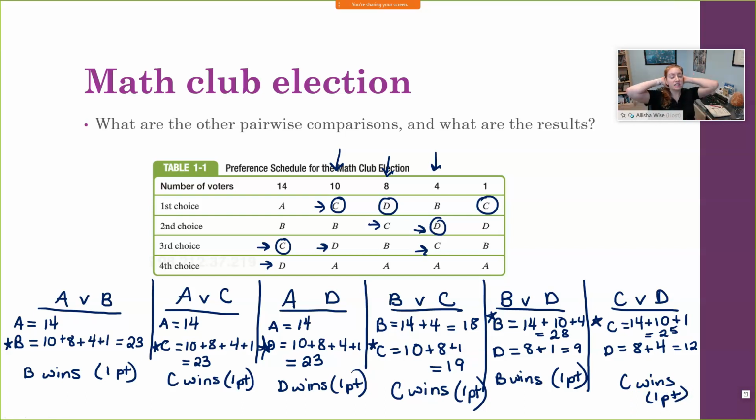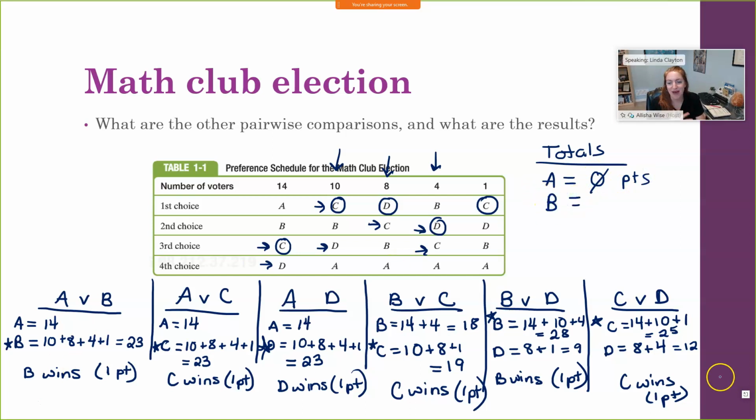Perfect. So we did all of the battles. Now what we want to do is we want to take the results from those battles and go ahead and add up the totals. So we add up all the points that each person won? Exactly. So A didn't win any, so no points, right? They didn't win any battles.